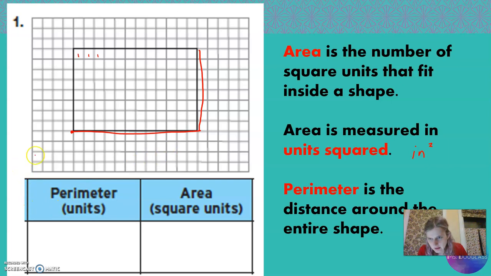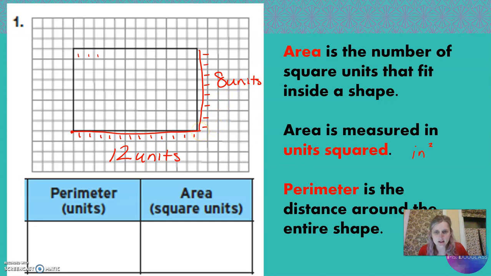But we do need to count them. So counting the sides, we have a side length of 1, 2, 3, 4, 5, 6, 7, 8, 9, 10, 11, 12 units, and we'll label that here. I did not tell you what they were, so if you don't know, you can just call them units. And the height is 1, 2, 3, 4, 5, 6, 7, 8. 8 units tall.